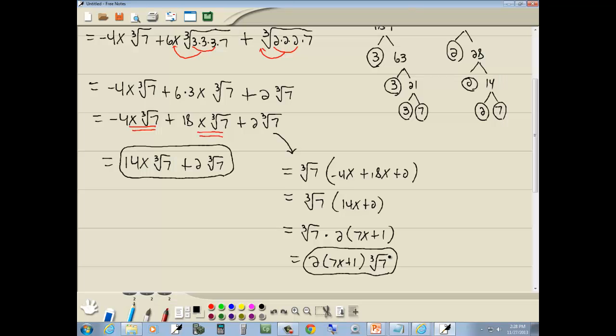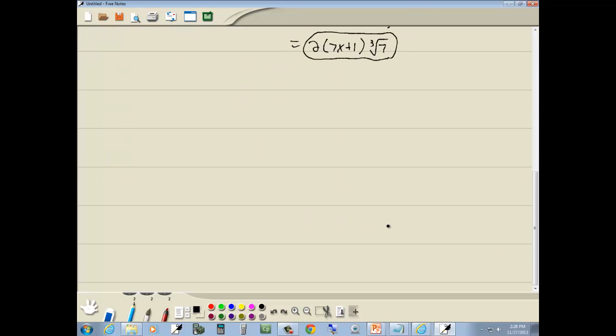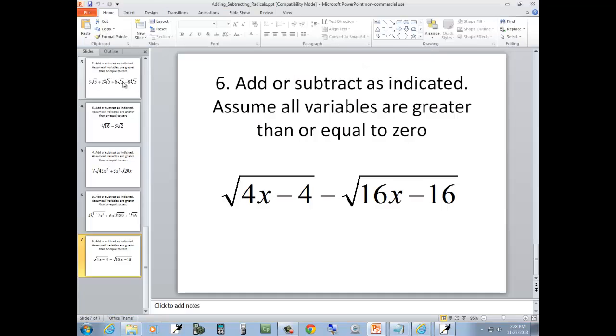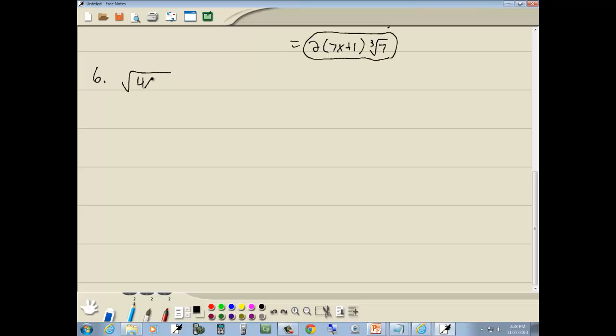Let's take a look at this last problem. I think I got room here. Got square root 4x minus 4 minus square root of 16x minus 16. Well, to begin with, I notice that these have a 4 in common, so GCF-wise I can factor out a 4, and that gives me x minus 1. And these over here I notice have a 16 in common, so I can factor that out, and that gives me x minus 1.